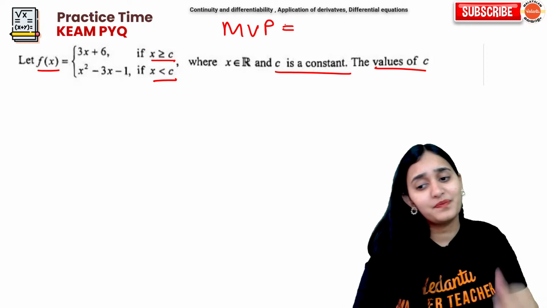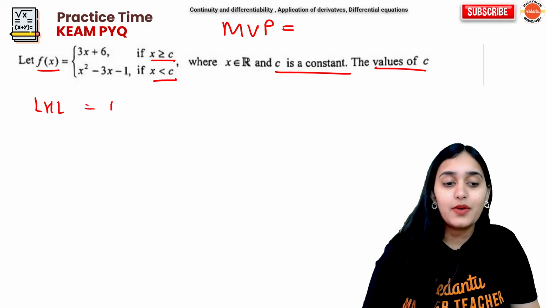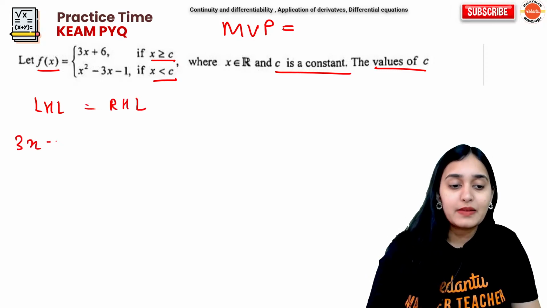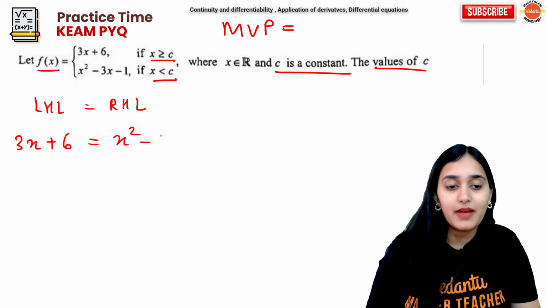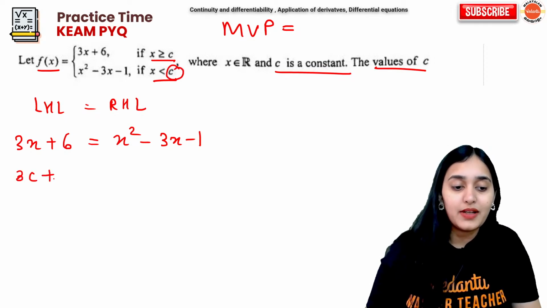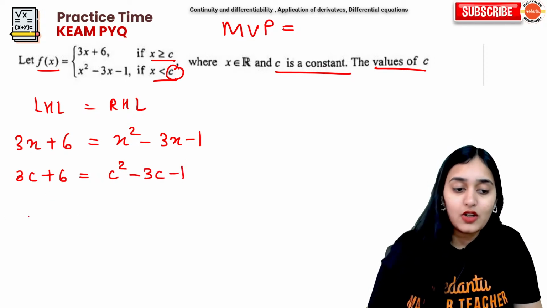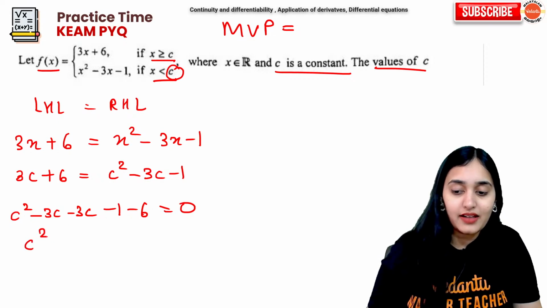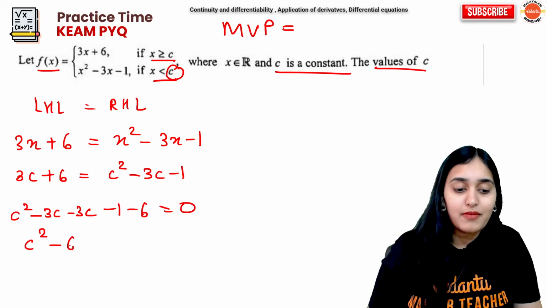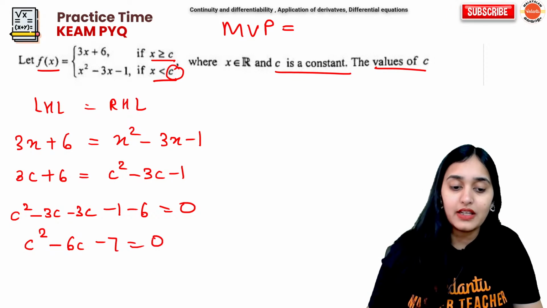Done. What happened? So much time. See, the left hand limit is equal to the right hand limit. So 3x plus 6 is equal to x square minus 3x minus 1. Put x equal to c. So 3c plus 6 is c square minus 3c minus 1. Put everything on one side. So c square minus 3c minus 3c minus 1 minus 6 is equal to 0. So c square, very good Neha, c square minus 6c minus 7 is equal to 0.